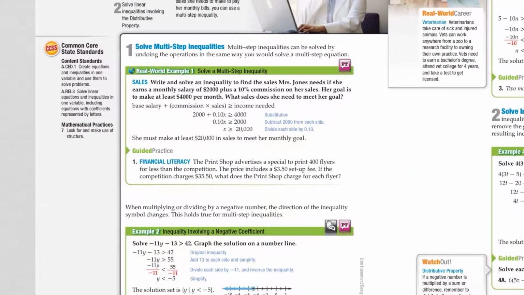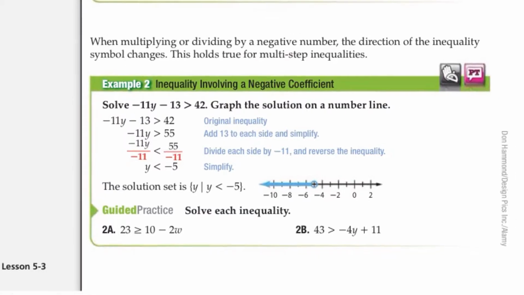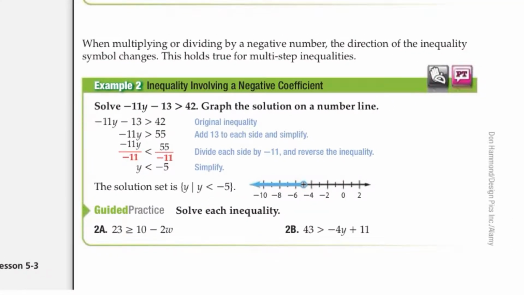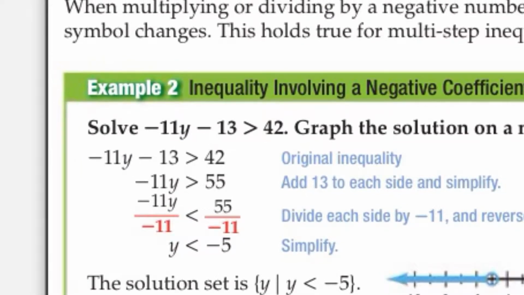Now, for this one, I'm not going to worry about the real world example. I just want to make sure you guys know how to do it first. So we're going to go to example number 2. Now, example number 2, if you notice here, I need to solve, right? My goal is to solve and get y by itself. So the ones that are in the way are negative 11 and negative 13.